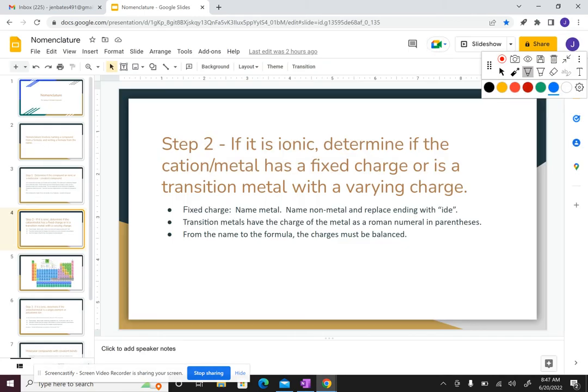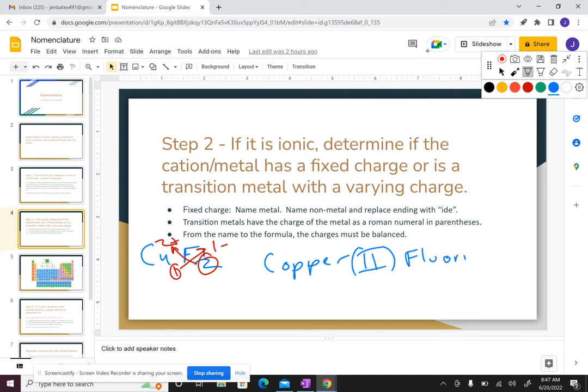Okay, how about this one? Okay, this is copper. The Cu is copper. We do a backwards crisscross. That's an implied 1. Does fluorine have a -1 charge, the fluorine ion? Yes, it does. So we know that that is copper 2. Put it in parentheses, fluoride, IDE because it's a single element off of the periodic table.